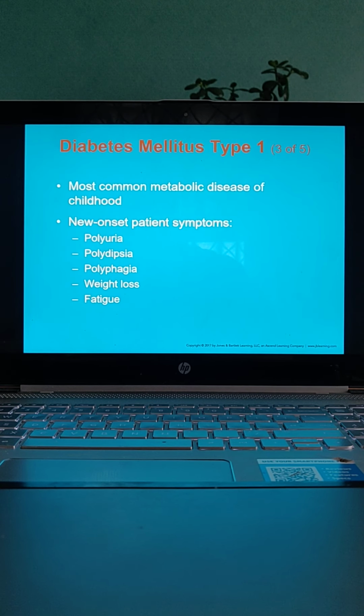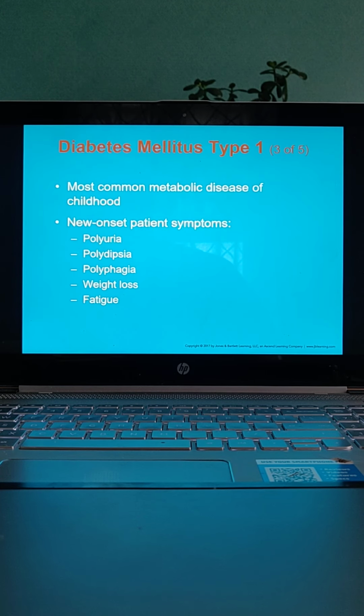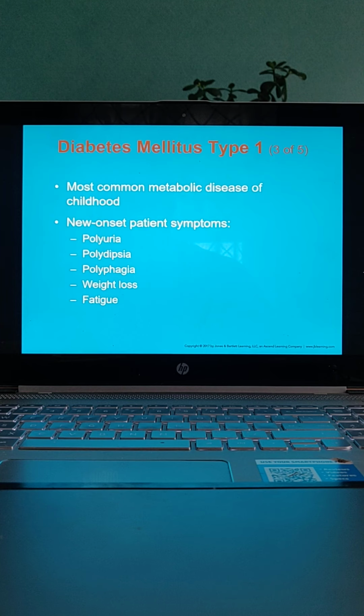So, make sure I get this straight. Okay, so let's go back. Polyuria is excessive urination. Polydipsia is excessive thirst. Polyphagia is excessive eating. And you've got weight loss and fatigue. Okay? So, quick recap of diabetes 1.